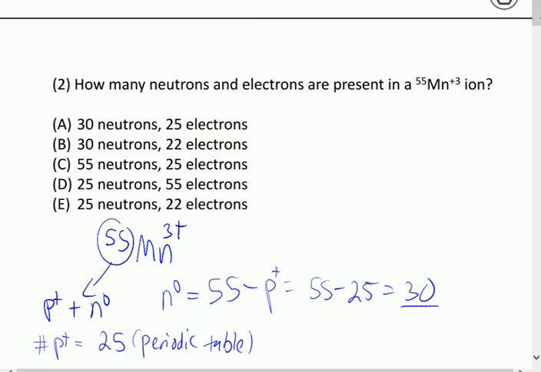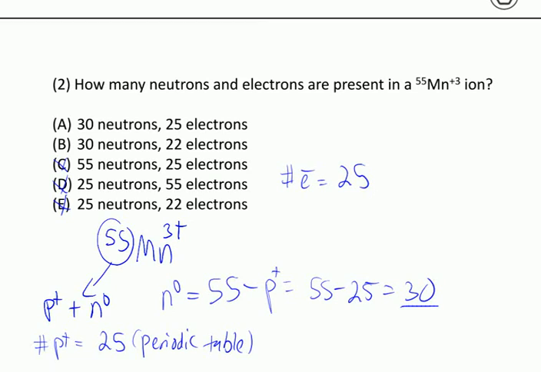All right, so we have 30 neutrons. That's part of our answer. So we can eliminate C, D, and E right away if we're confident in that. But then we need to know the number of electrons present. So the number of electrons is going to be the number of protons, then we have to account for the charge. So if it's a neutral atom, the sum of the protons and electrons have to be equal.